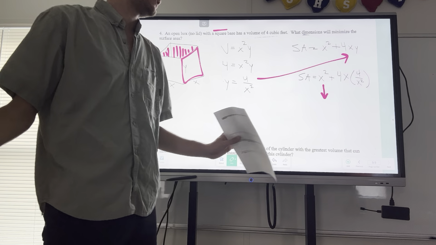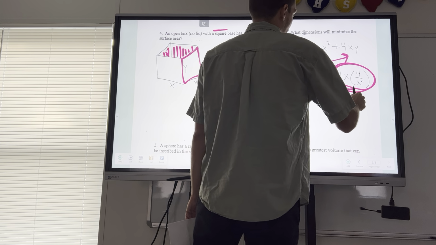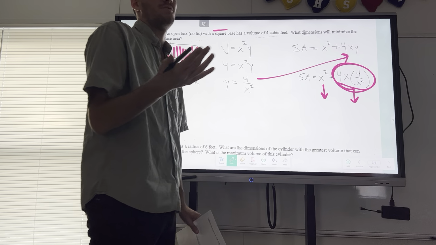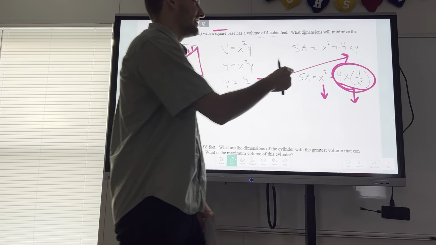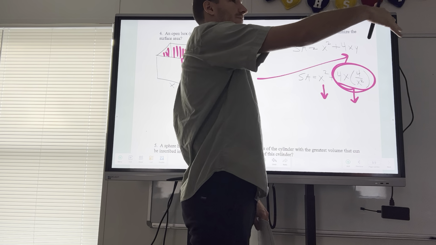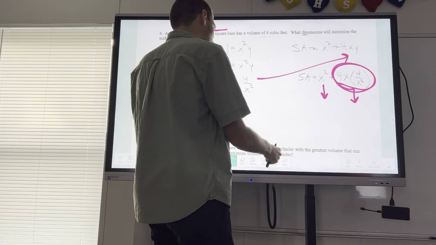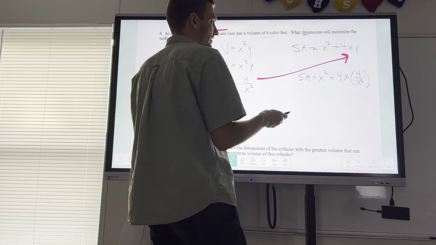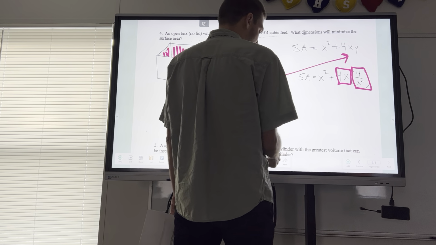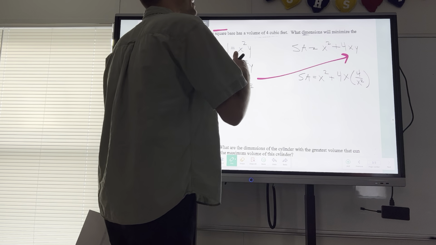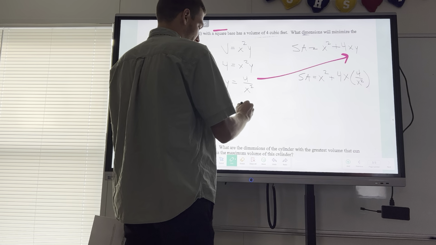X squared, derivative is 2x. This, however, not so easy right now. Looks like I need to do a product rule, okay? Looks like I either need to think about this piece as 4x to the power negative 2, or I need to do a quotient rule, which would be a little silly, but there's a lot going on there. Good news is, I can multiply these two things together, and it's not very hard, and it makes it way, way easier.